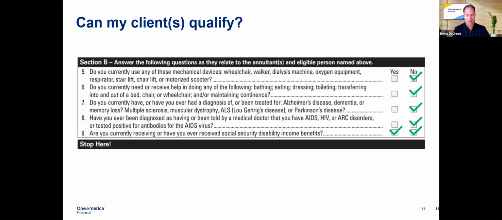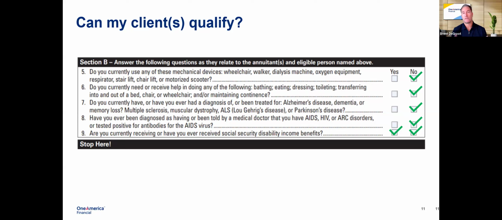So what are these? Well, the first 3 are saying, are you needing care today? So if we look at the first one, do they use any mechanical devices, wheelchair, walker, quad cane, oxygen, motorized scooter, things of that nature? So we'll know right up front. If they can say no to that, sure, we move on to the next. Do they currently need any help with their activities of daily living? That's a trigger for a long-term care policy, right? So if they can answer no to that, we move on to the third question.